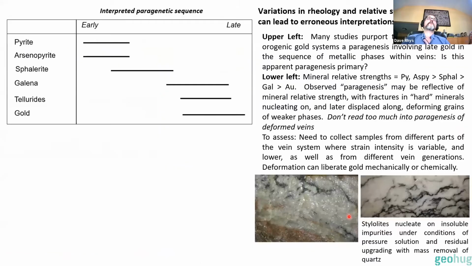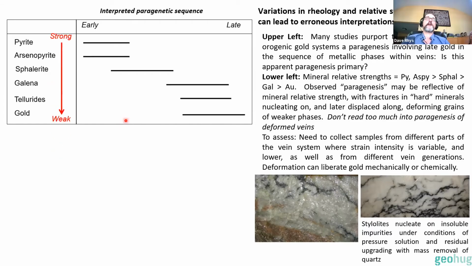And another important point here too is, how many of you have read papers which talk about a paragenesis in an orogenic gold deposit, which looks like this? Starts off with pyrite and arsenopyrite, then we get sphalerite, we get galena, we get telluride, and gold is late. Well, you know what that is? That's a sequence of mineral strength.